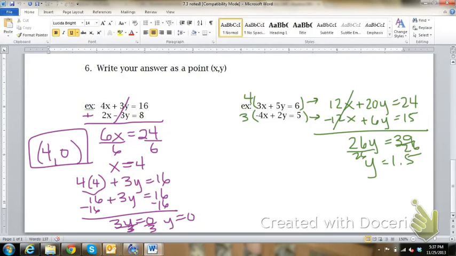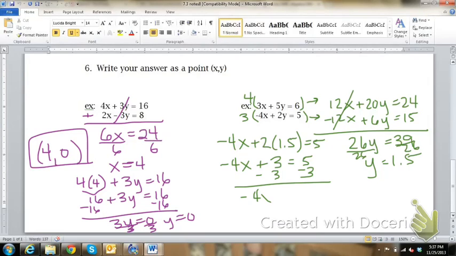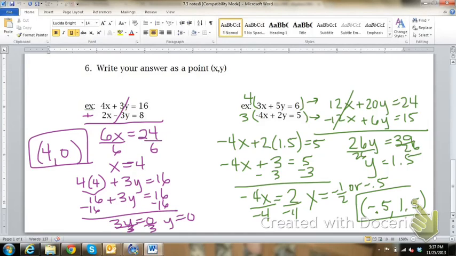And then you plug them in. I'm going to use the second equation because the numbers are smaller. 2 times 1.5 equals 5. 2 times 1.5 is 3. Subtract 3. It's 2. Divide by negative 4. And I get x equals negative 1/2 or 0.5. Since my other one's a decimal, I might as well make that a decimal. So my x is negative 0.5 and my y is 1.5. There we go.